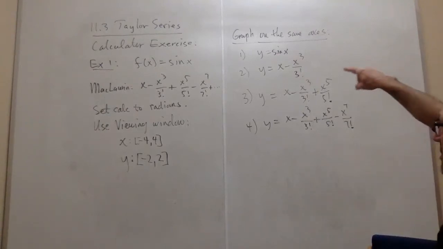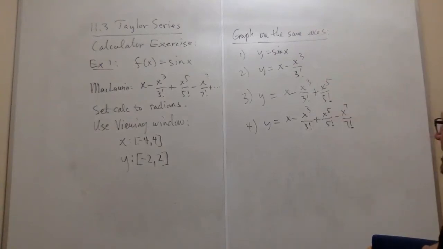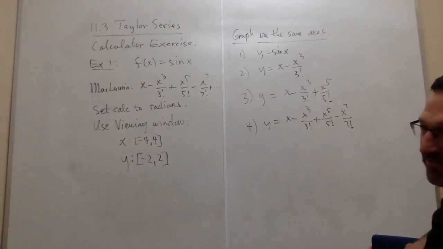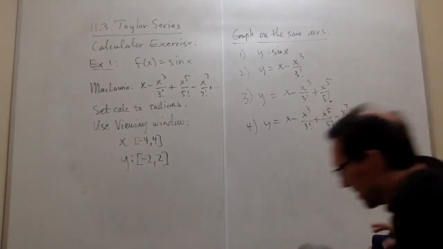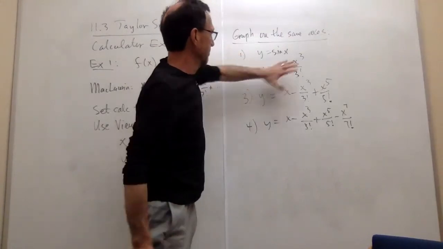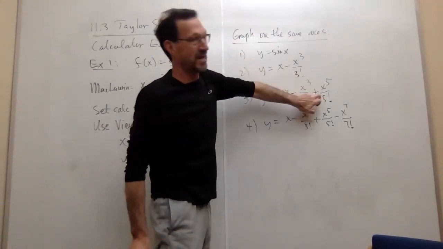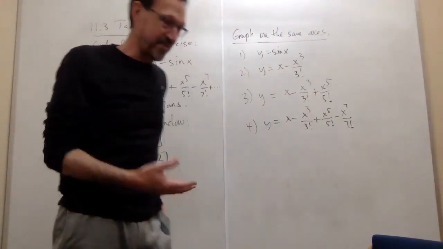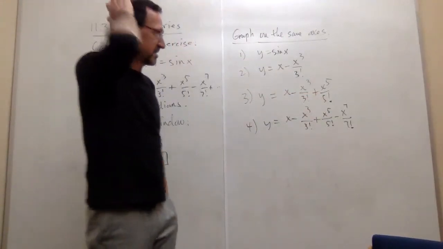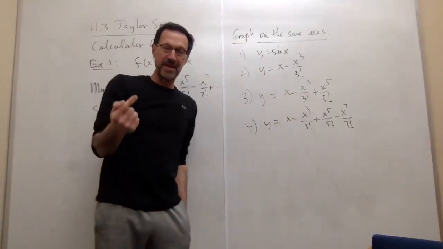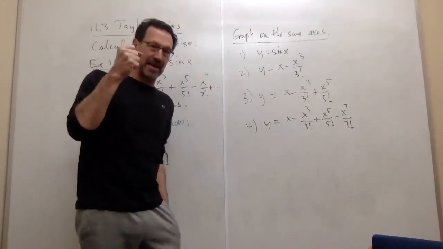And then go back to your function input screen and add the next term in, x to the 5th over 5 factorial, and graph those. So we're going to leave sine in there, and now to your second function, you already have this in there. We're just going to add that term at the end, x to the 5th over 5 factorial. And the same thing is going to happen. x to the 5th, the coefficient is positive, so it's going to come from below, and then at some point it's going to latch onto that sine function.